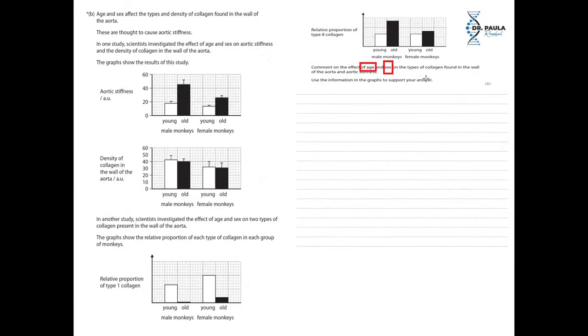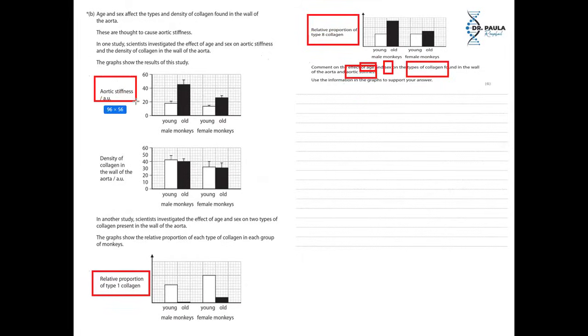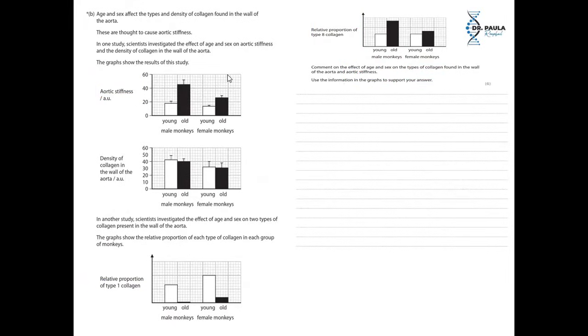Second, the effect of these factors on what? Both the types of collagen, and we have 2 types, the type 8 collagen and type 1 collagen. And the aortic stiffness, as mentioned. So first, you can think of the first graph. Let's see the first graph.